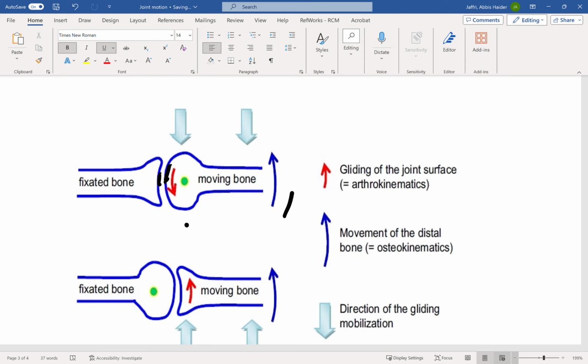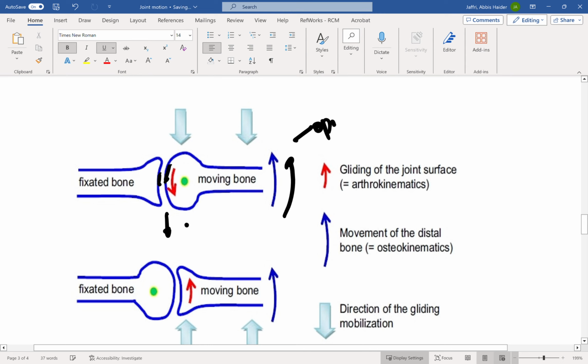If the convex surface is moving upwards, okay, then what is happening is that the gliding motion is downwards. Then your convex surface is going to glide downwards. If the bone that has a convex articular surface is going to move upward, the convex surface would glide downward. So there is an opposite relationship. Convex surface, opposite relationship. And I'll tell you in all honesty, that's the only thing you need to know, and you would be able to figure out everything else.